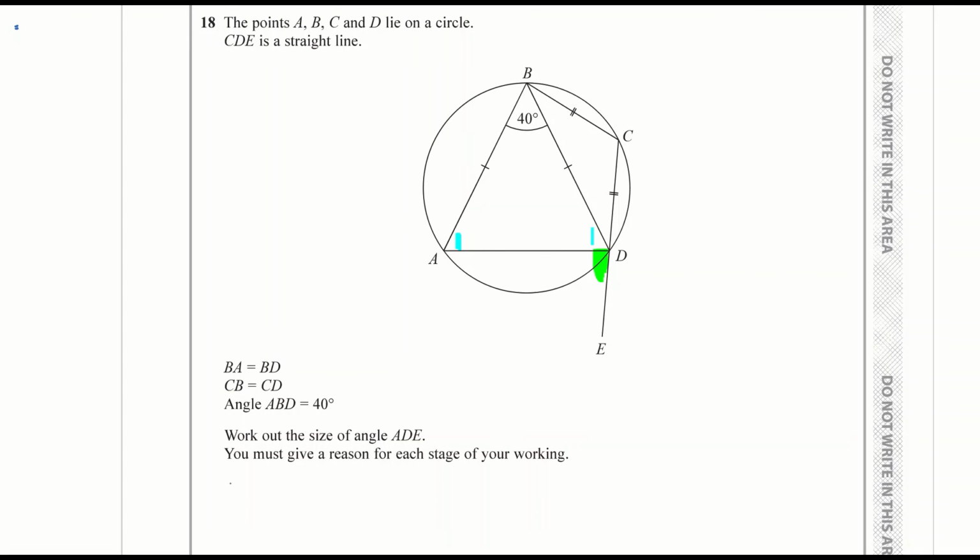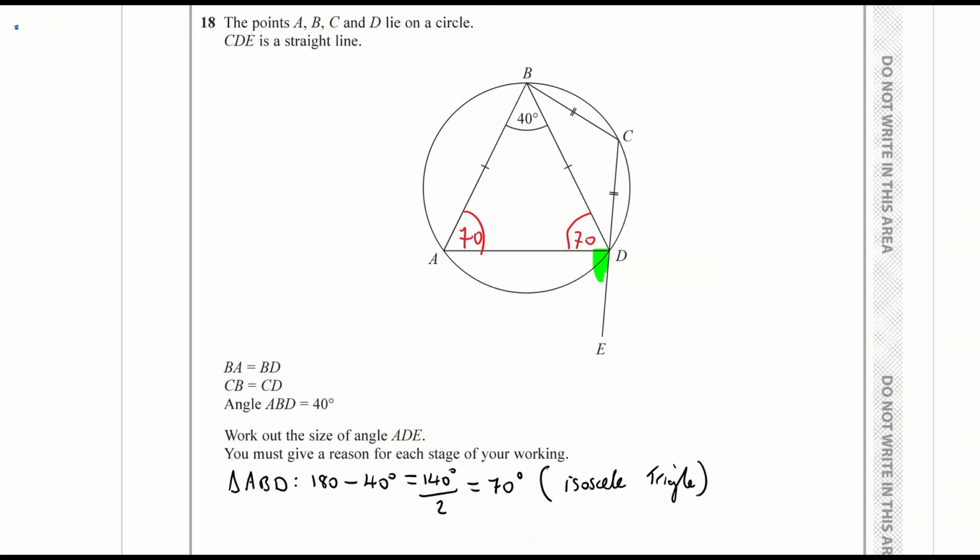So I'm examining triangle ABD first of all. And I'm going to go 180 degrees, subtract 40 degrees, which gives me 140 degrees. And I'm dividing by 2 to get angle A and angle D to be 70 degrees because it is an isosceles triangle. So that's what I can conclude there. So I'm just going to mark that on my diagram now. So I now have a 70 degrees here and a 70 degrees here.